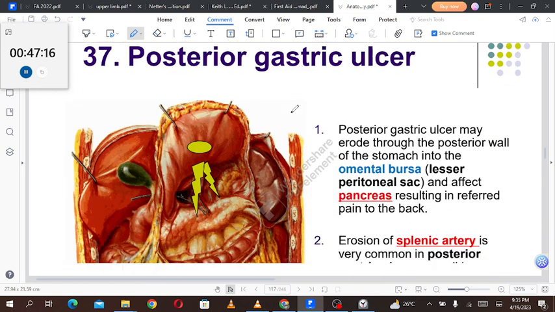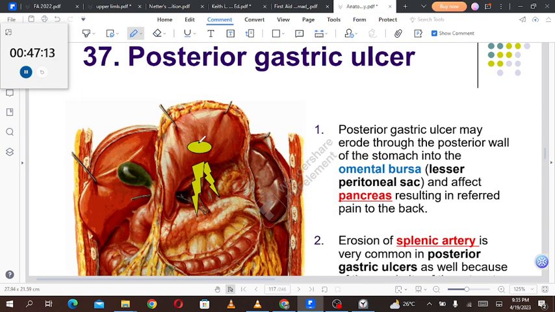Posterior gastric ulcers. Okay, so remember about the posterior gastric ulcer. A posterior gastric ulcer may erode through the posterior wall of the stomach into the omental bursa, that is the lesser peritoneal sac. Just behind the stomach we have the lesser peritoneal sac. It can affect the pancreas, resulting in referred pain to the back. So if there is a gastric ulcer present on the posterior wall, like over here, it can erode and the gastric contents will enter the lesser peritoneal sac. After entering that, the pancreas is located just behind it over there. This is the pancreas.